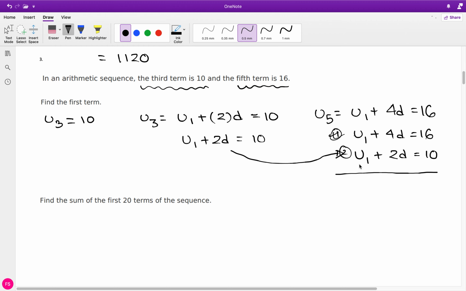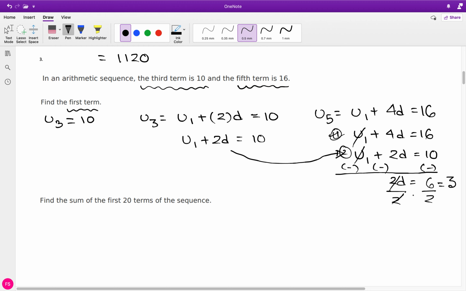So u1 minus u1 will just cancel out. 4d minus 2d will give you 2d. 16 minus 10 will give you 6. So if you want to find the common difference, you need to divide both sides by 2. Then you will have d equals 6 over 2, which is just 3. Now the question is, you have to find the first term.